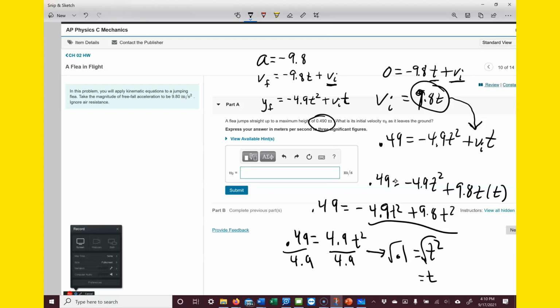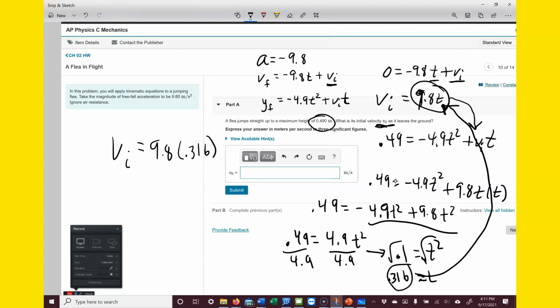And t will equal, what's the square root of 0.1? Square root of 0.1 is 0.316. 0.316 is the time. That's the time that it takes to get up to that maximum height. I haven't answered the question yet. The question is, what is the initial velocity? Well, now I can take that time I just found and plug it in right there for t to get V_i. So V sub I equals 9.8 times 0.316, which is 3.099.